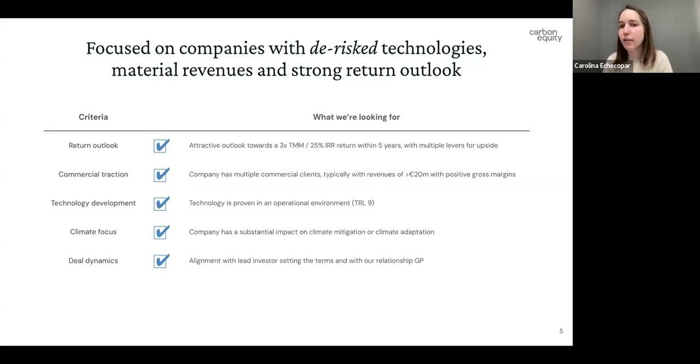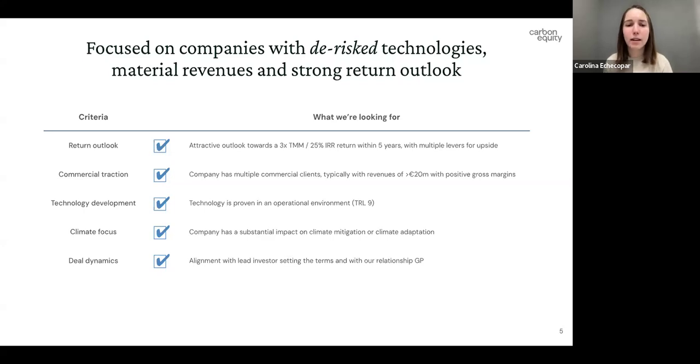We assess every technology using our own framework that I'm happy to go into, to determine whether we believe they have a substantial impact on climate mitigation or climate adaptation goals. That could mean, for example, forecasting the CO2 savings that we expect from the company and assessing for ourselves whether that's a meaningful number. And lastly, we do focus quite a bit as well on the deal dynamics.